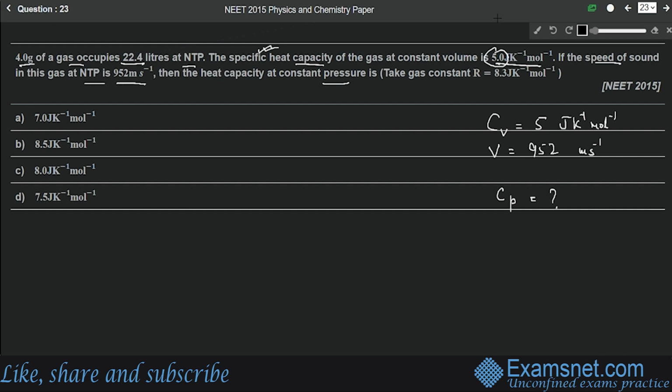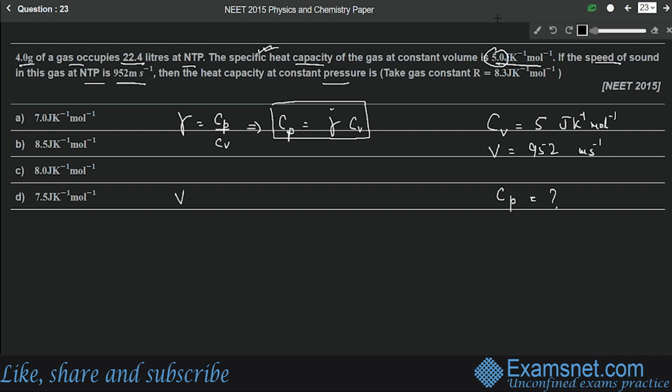Okay. So we know that gamma is equal to Cp by Cv. So from here we can find out the value of Cp, that will be equal to gamma into Cv. So Cv is already given here. We have to find the value of gamma, then we can multiply them to find out the value of Cp. So for that we'll use the formula.